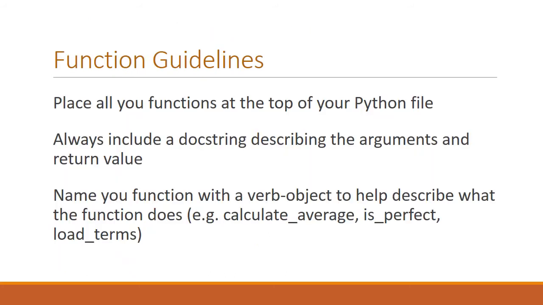Some important function guidelines. When you develop functions within your Python code, place all of your functions at the top of the program. Python allows you to intersperse functions throughout your program, but I find it really helpful and important to define all your functions up front at the top of your program. Always include the docstring describing the arguments and the return value. Name your functions with verb objects to help describe what the function does. For example, calculateAverage, isPerfect, loadTerms.